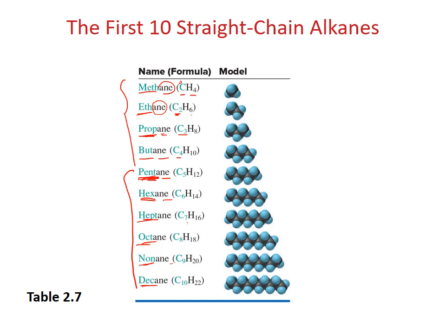So these are different. Instead of mono, it's methane, and di becomes eth, ethane, and tri should be propane, and tetra should be butane.